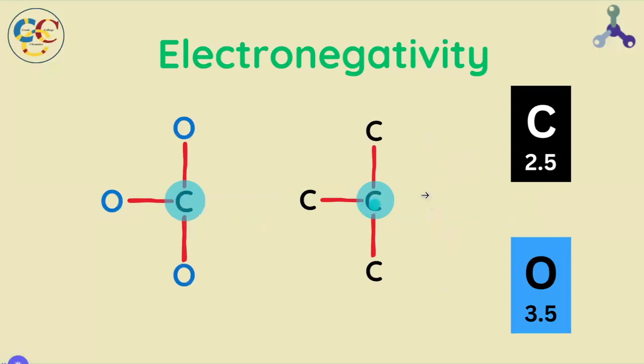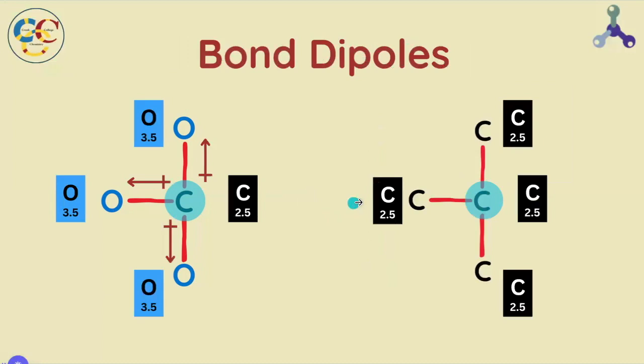Now we can use the electronegativity values of each element in play. Electronegativity is the ability of an atom within a chemical bond to attract electrons to itself. So oxygen's pull of electrons is much greater than carbon's pull. This means there's going to be a dipole on each of these CO bonds with this electronegativity difference, whereas these CC bonds, by definition, will have no polarity.